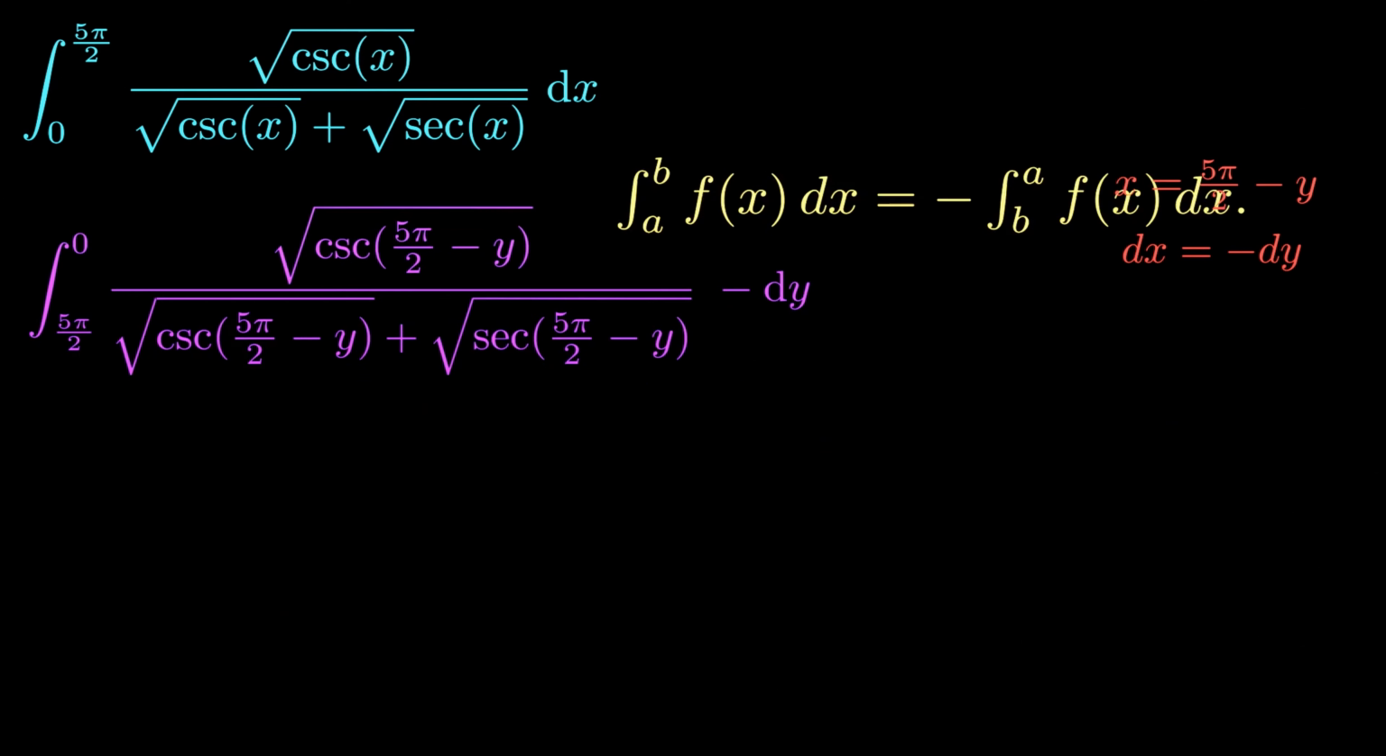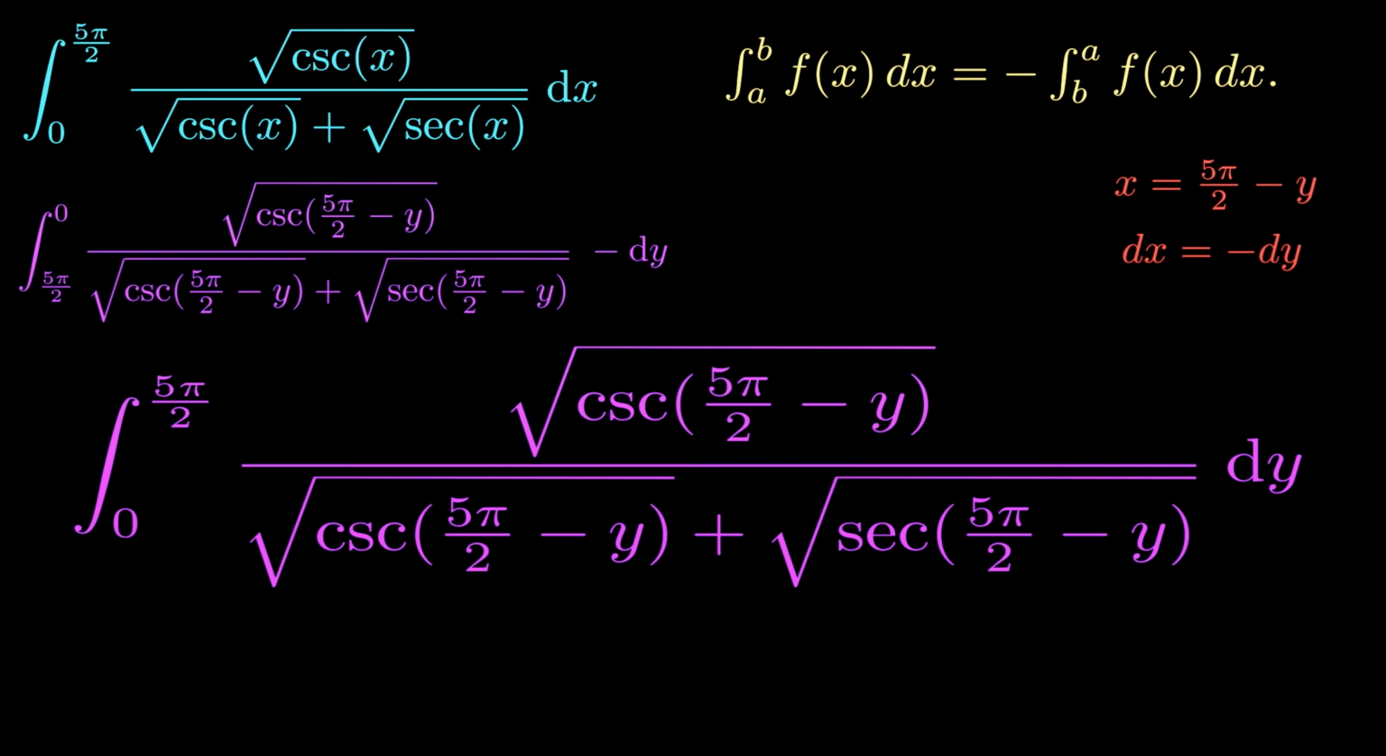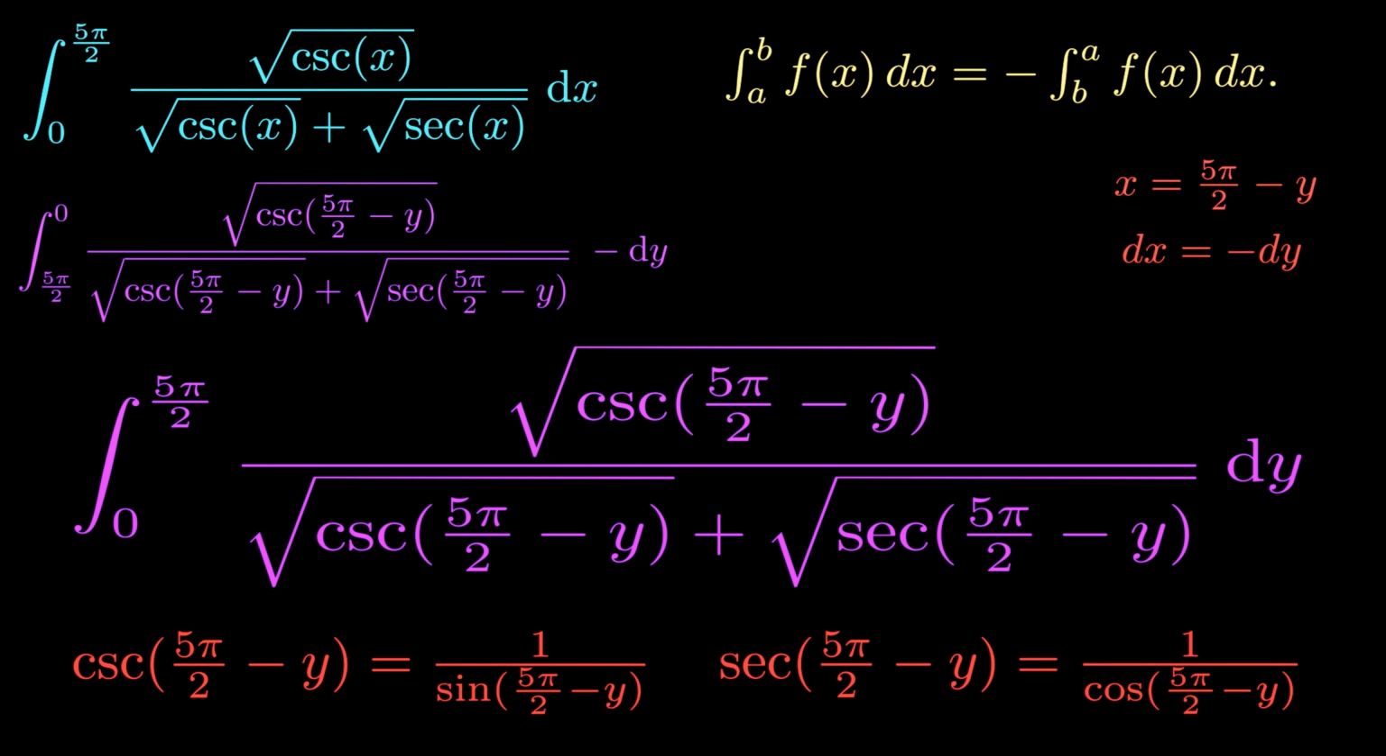And we can use the following identity to get rid of the minus sign. This basically allows us to get rid of the minus sign by switching the limits of integration. Now, cosecant of 5 pi divided by 2 minus y can be rewritten as 1 over sine of 5 pi divided by 2 minus y, and in the same way secant of 5 pi divided by 2 minus y can be rewritten as 1 over cosine of 5 pi divided by 2 minus y.